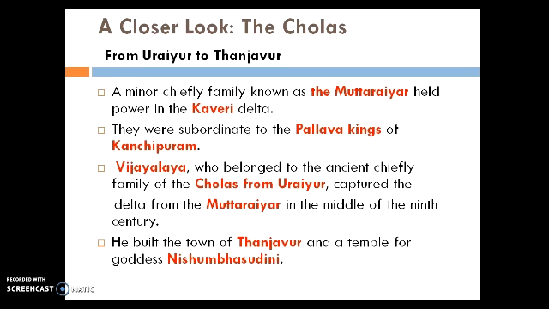Next about the Cholas, from Uraiyur to Tanjavur. At first the Kaveri delta area was more powerful under the Muttaraiyar, subordinates of the Pallava kings of Kanchipuram. But later in the middle of the 9th century, Vijayalaya from the Chola dynasty captured the delta area from the Muttaraiyar and built a town named Tanjavur and a temple.